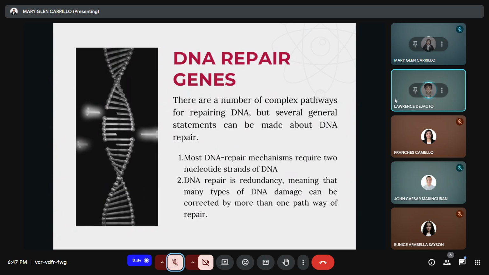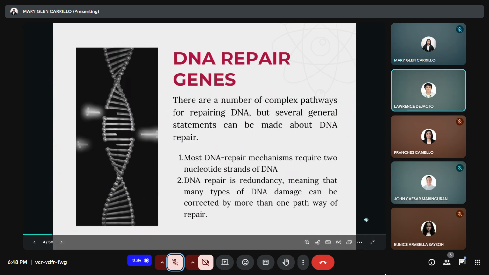This redundancy illustrates the extreme importance of DNA repair to the survival of the cell. If a mistake escapes one repair system, it's likely to be repaired by another system, ensuring that almost all mistakes are corrected. Now, we talk about the different types of DNA repair. So, what are the different types of DNA repair? Next, please.